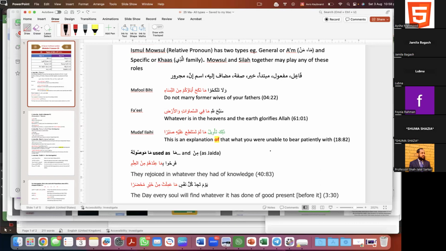Now what does that mean? Zalika ta'wilu ma lam tastati alayhi sabran. Can you see the meaning yourself? That is an explanation of that which you were unable to bear patiently with. Something you were not able to bear patiently, something you couldn't wait for, something you were not able to bear with sabr. So zalika tawilu, that is the explanation of that.